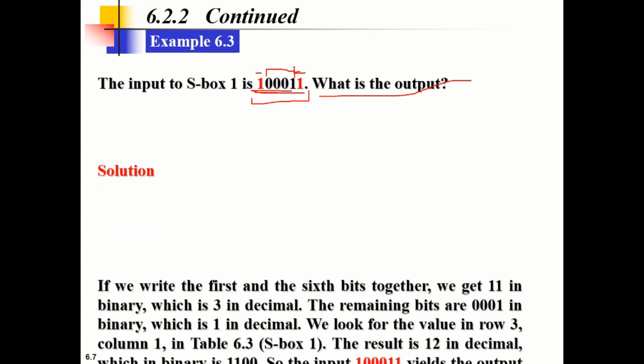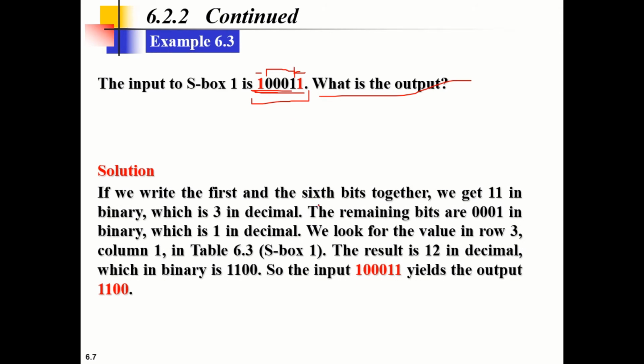How do they do that? We write the first and sixth bits together. The first bit is 1, the last bit is 1, so we get 1 1 as a result. This is in binary, because these 6 bits are in binary, so we convert this binary into decimal. 1 1 in decimal is 3. So the row number which we have is 3.